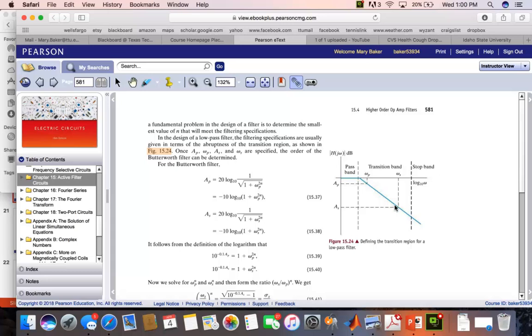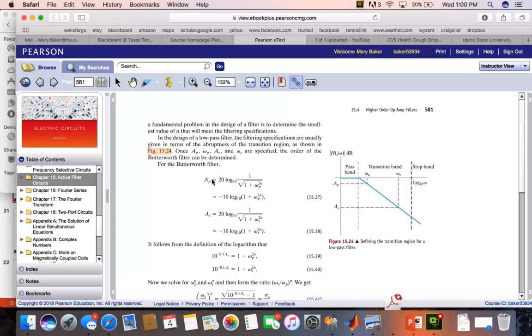Because a lot of times you'll be told, well, we want you to design a filter and we want the cutoff to be 500 hertz, and then we want between 700 hertz and 1500 hertz an attenuation of a factor of 10. Or sometimes it'll be given as a number, sometimes it'll be given in dB. So if we say we want to attenuate by 40 dB between 700 hertz and 1500 hertz, the question is, what should the filter order be?